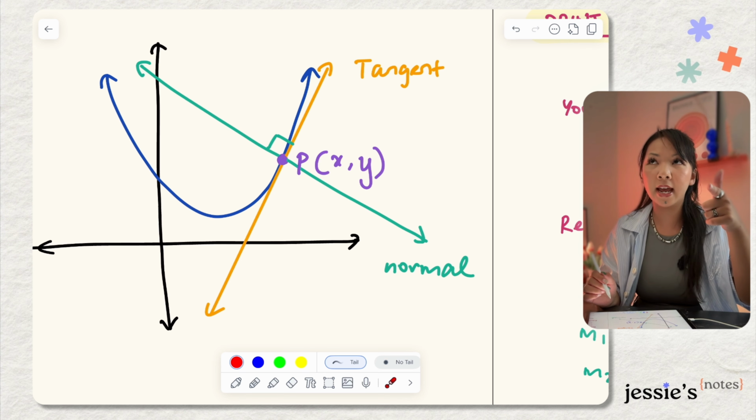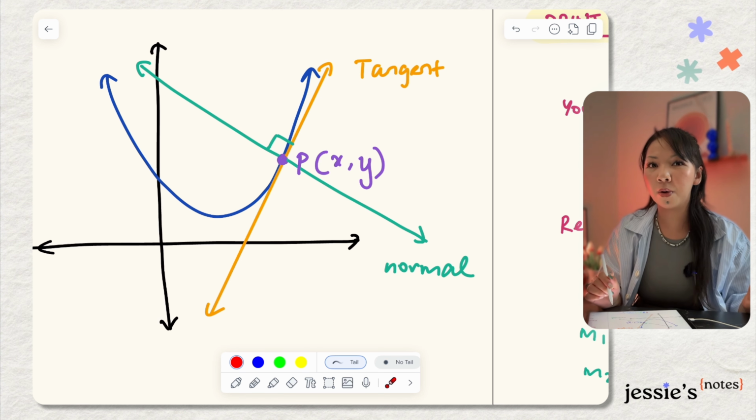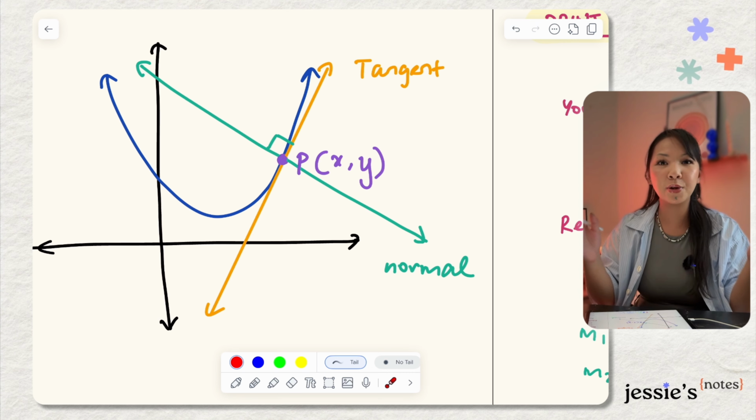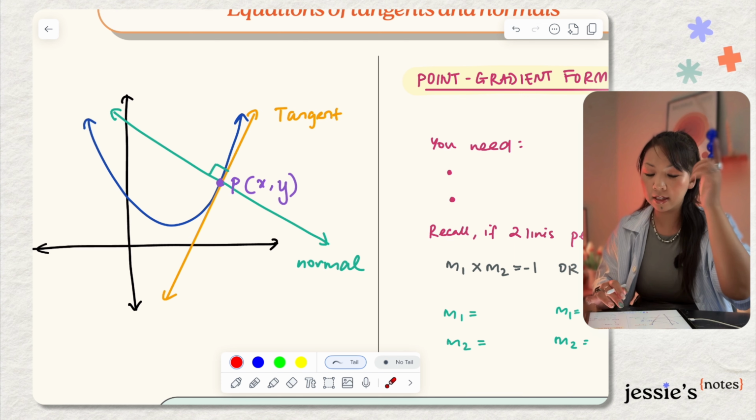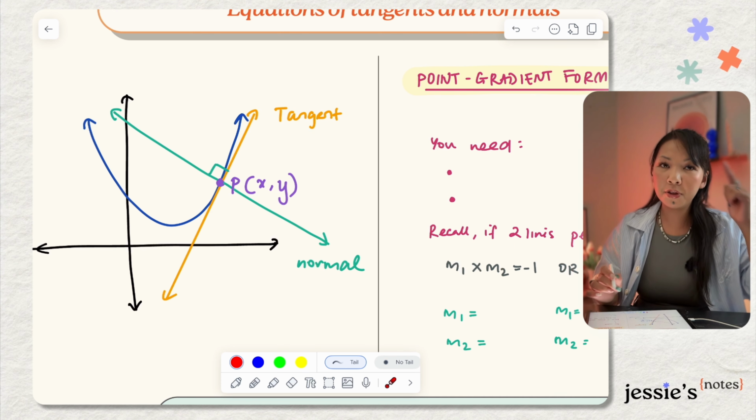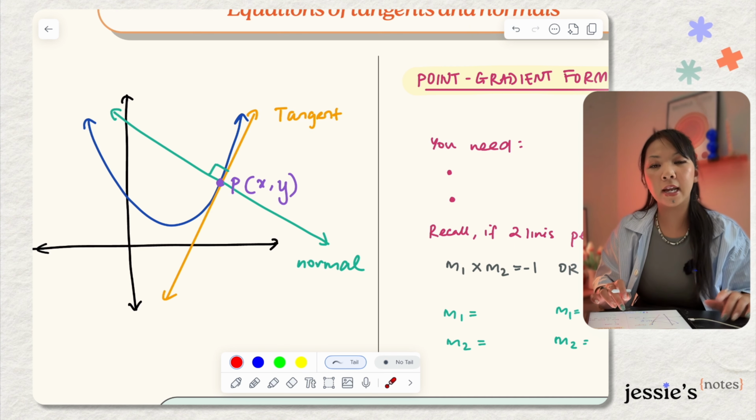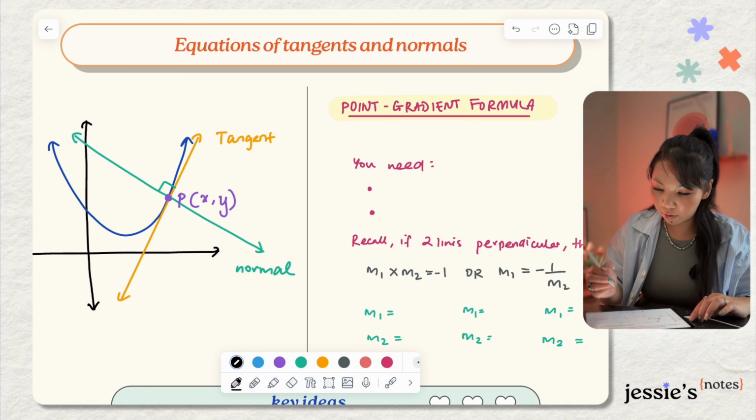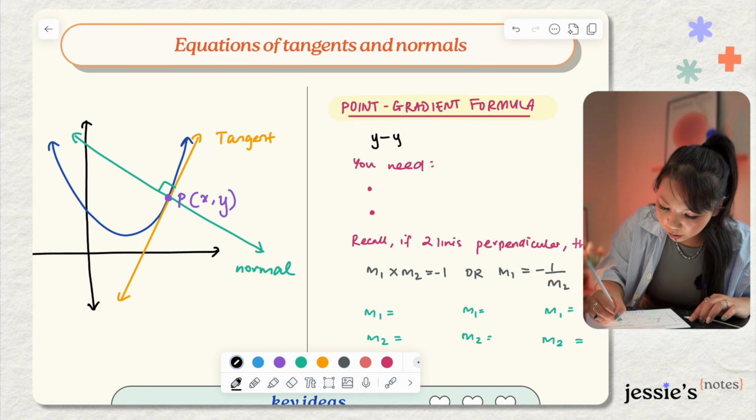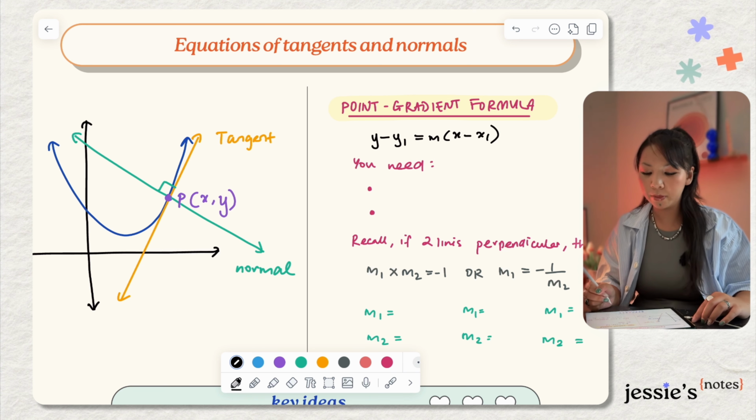Now, if you think about it, have you found the equation of a line before? You absolutely have. In the topic linear relationships, in year 9 and in year 10, you dealt with lines like crazy. So if you think about what formula you used that helped you find the equation of the line, it was the point gradient formula. It was y minus y1 equals m bracket x minus x1.